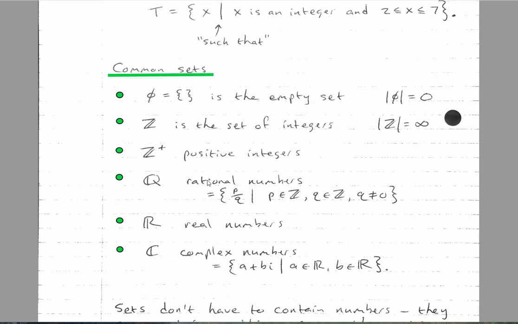Q, that's the rational numbers, so all the fractions. So that's a good example of set builder notation. So the rational numbers, it's every p over q such that p and q are integers, and also q is not equal to 0. All right, so all these numbers, those are the rational numbers, that's Q.